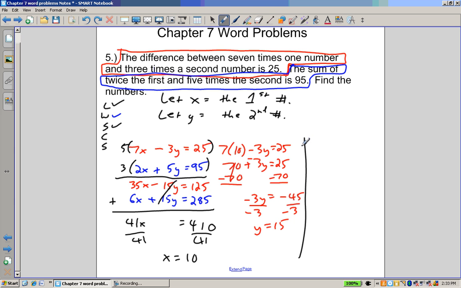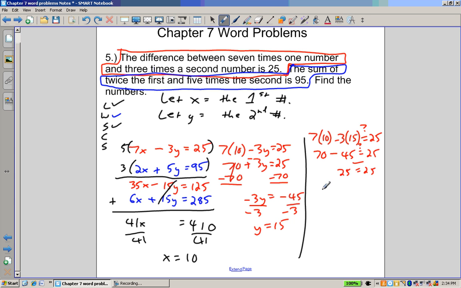So to check them, let's see. In the red, 7 times x, which is 10, minus 3 times y, which is 15, or so we think, equals 25. Well, 7 times 10 is 70, minus 45 is 25. Let's see. Yes, 25 equals 25. That works.